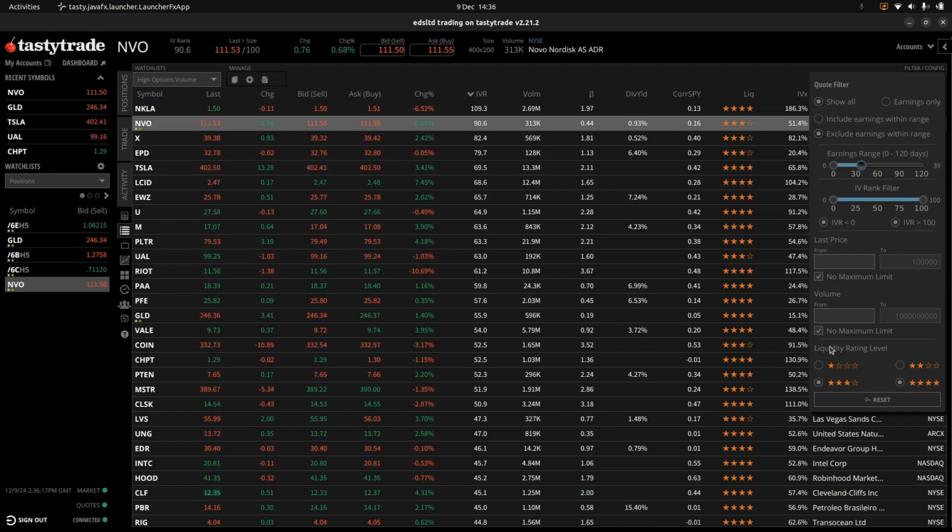Also, we want to filter out anything that has a low liquidity rating level. The reason for this is because we want to be able to get in and out of positions easily. Therefore, we only want to be trading highly liquid underlyings, and underlyings with highly liquid options markets. But also because the more liquid the underlying is, the tighter the spreads are. So we'll be paying less to get in and get out of these positions as well.